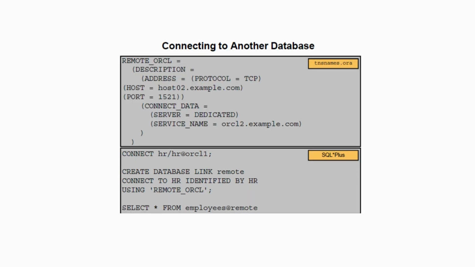The slide shows the tnsnames.ora entry that is needed before creating a database link. The example shows a fixed user database link called remote that is connecting to the user HR by using the connect string remote_ORCL. After you create a database link, you can use it to refer to tables and views on the other database.